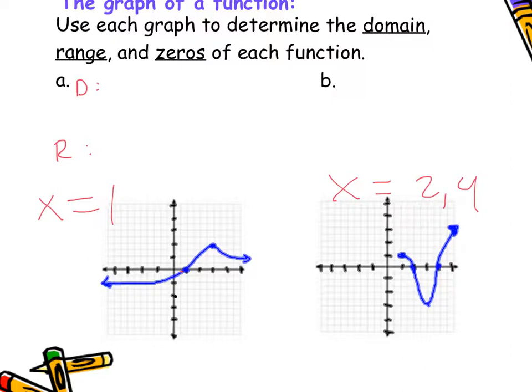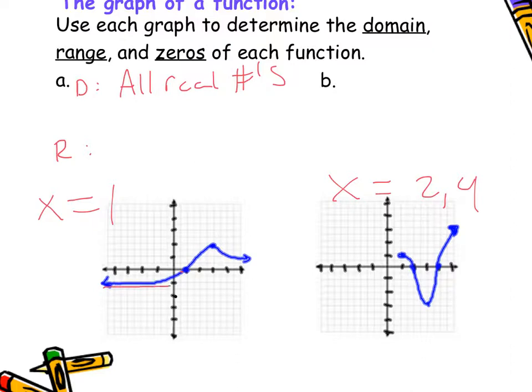So for domain, all right, all real numbers. All real numbers, okay? And the reason that's the case is I notice these arrows are going in both directions, which means that graph just extends forever, and any x value will give me an answer for my y value. Different story for the range.